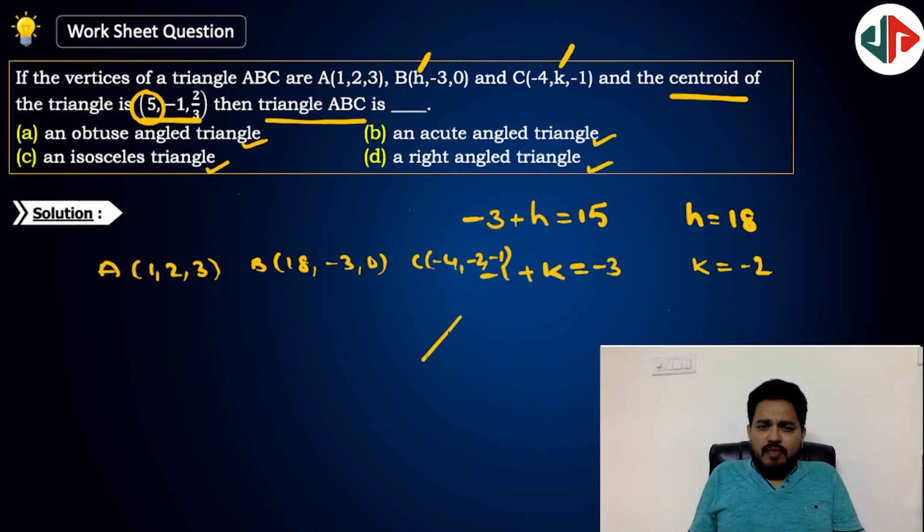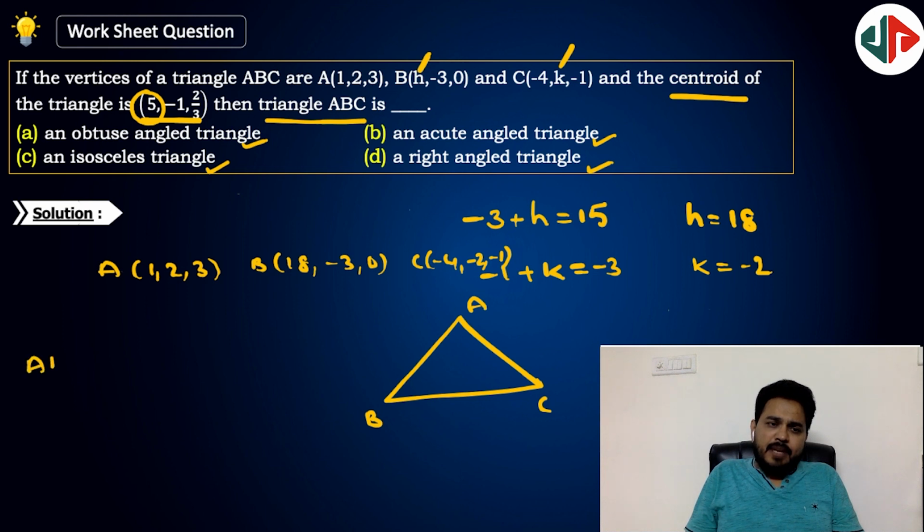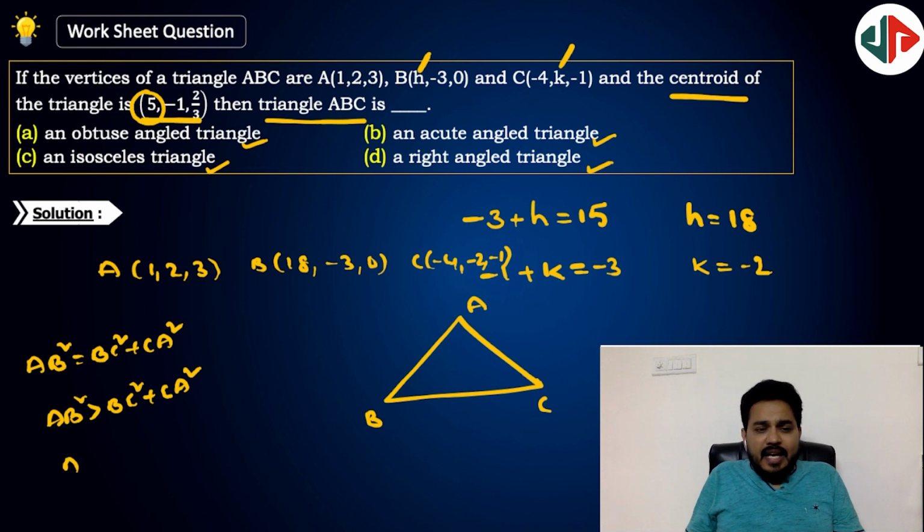So one way of doing this, A, B, C. Like AB square is equal to BC square plus CA square, it is a right angle triangle. AB square is greater than BC square plus CA square, it is obtuse angle. And AB square is less than, acute angle triangle. That is one way. Or you can go for the direction ratios.